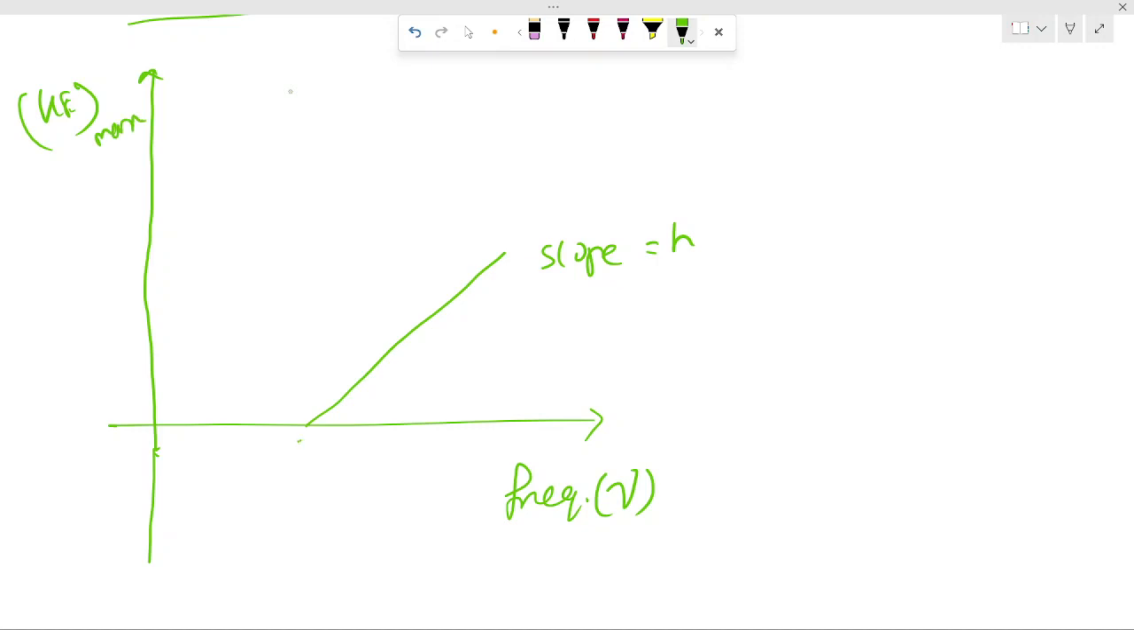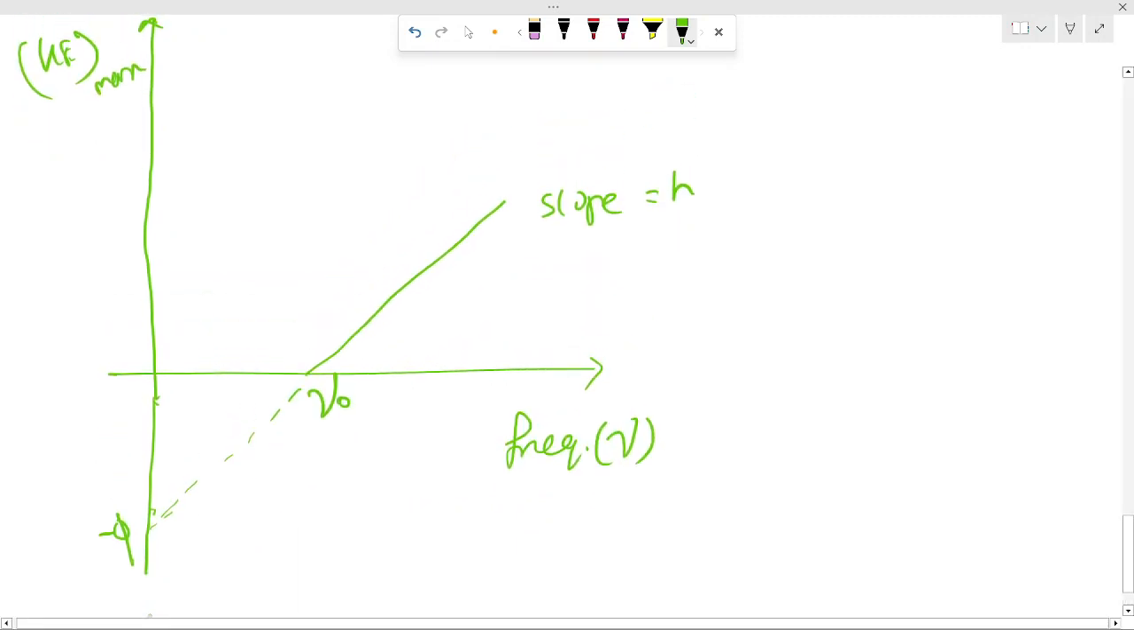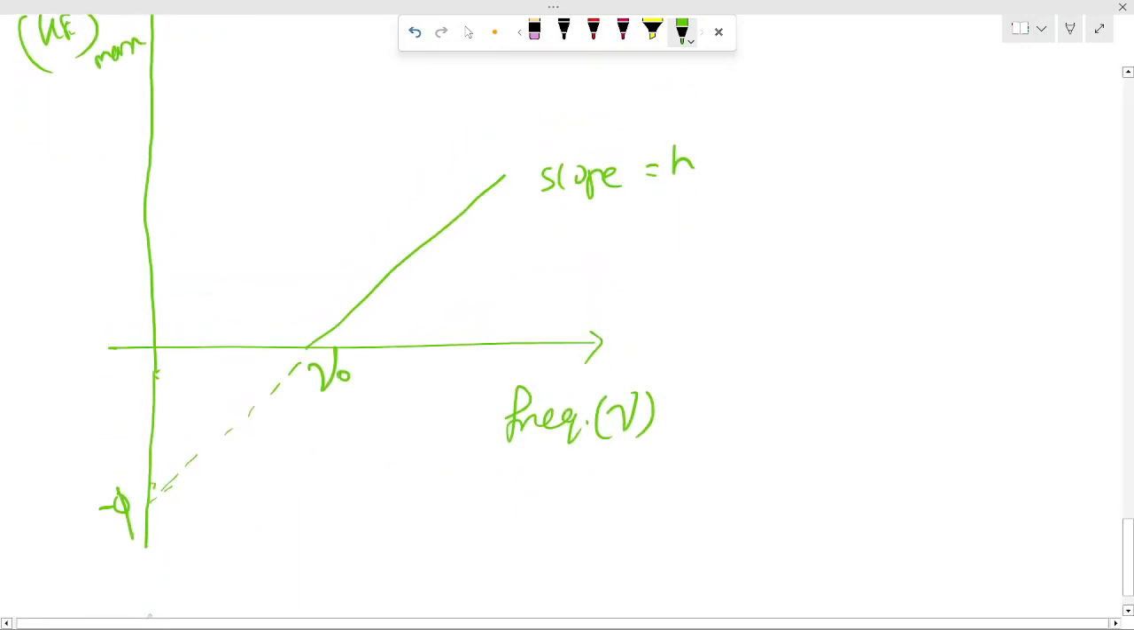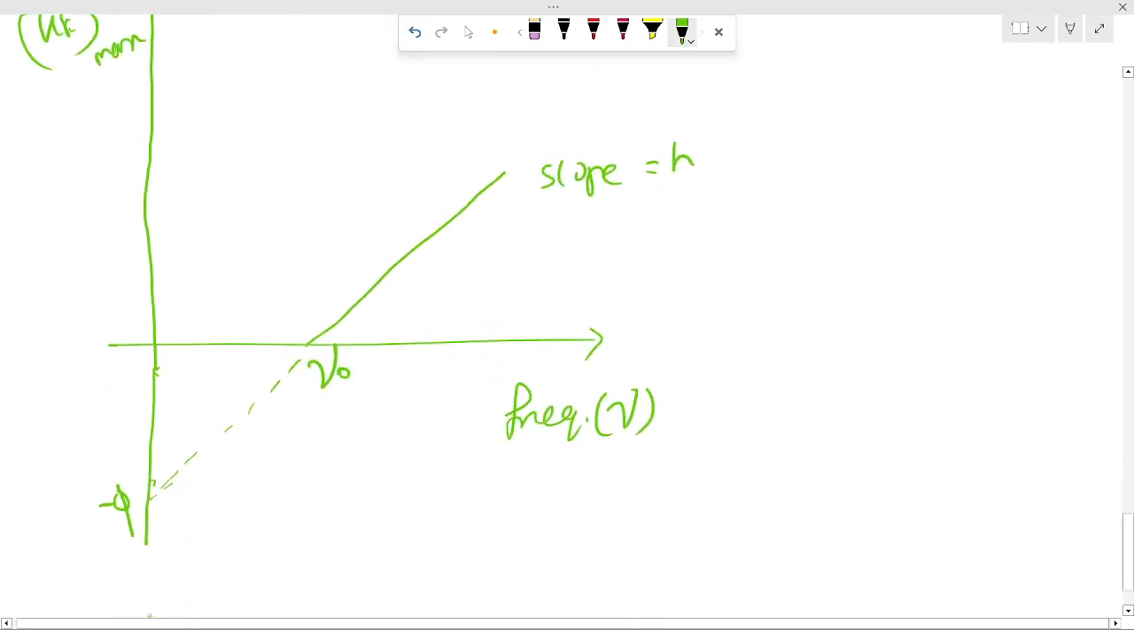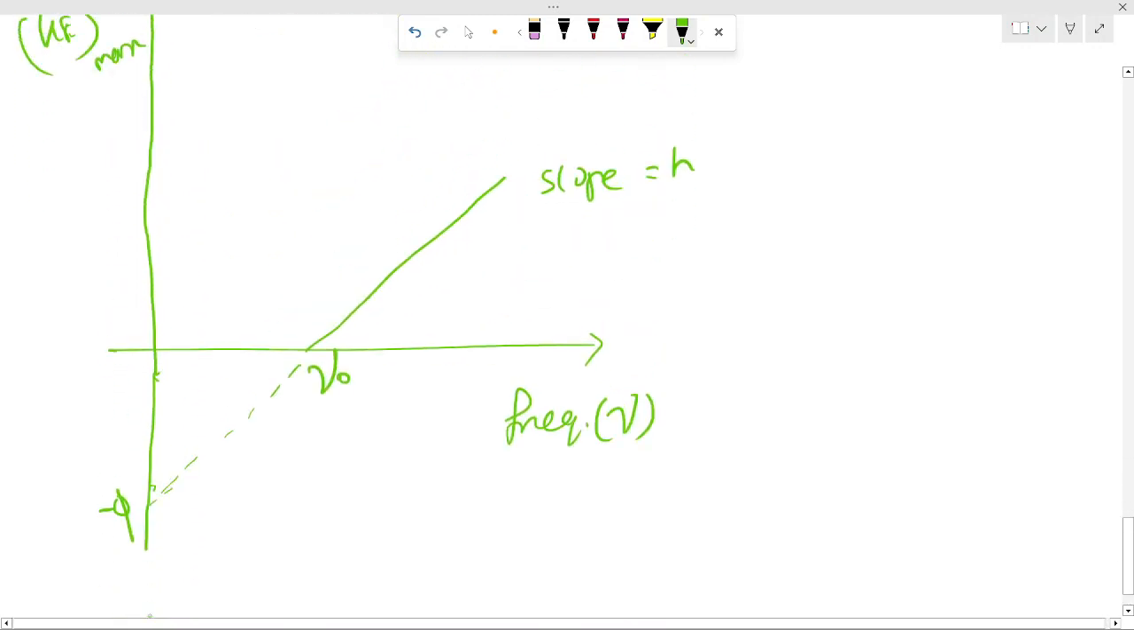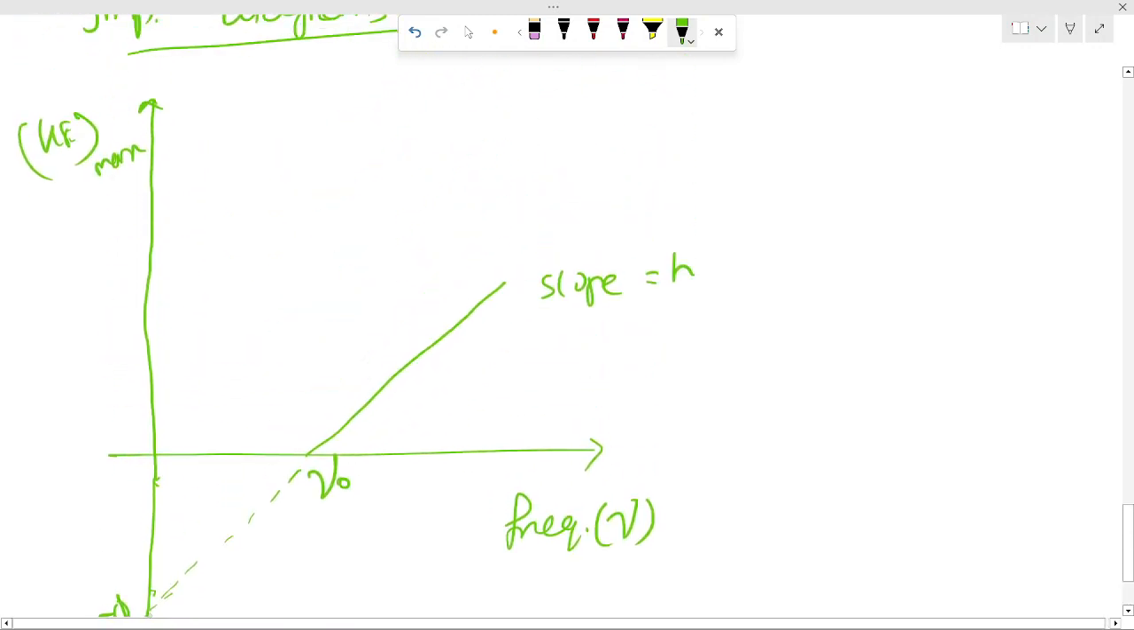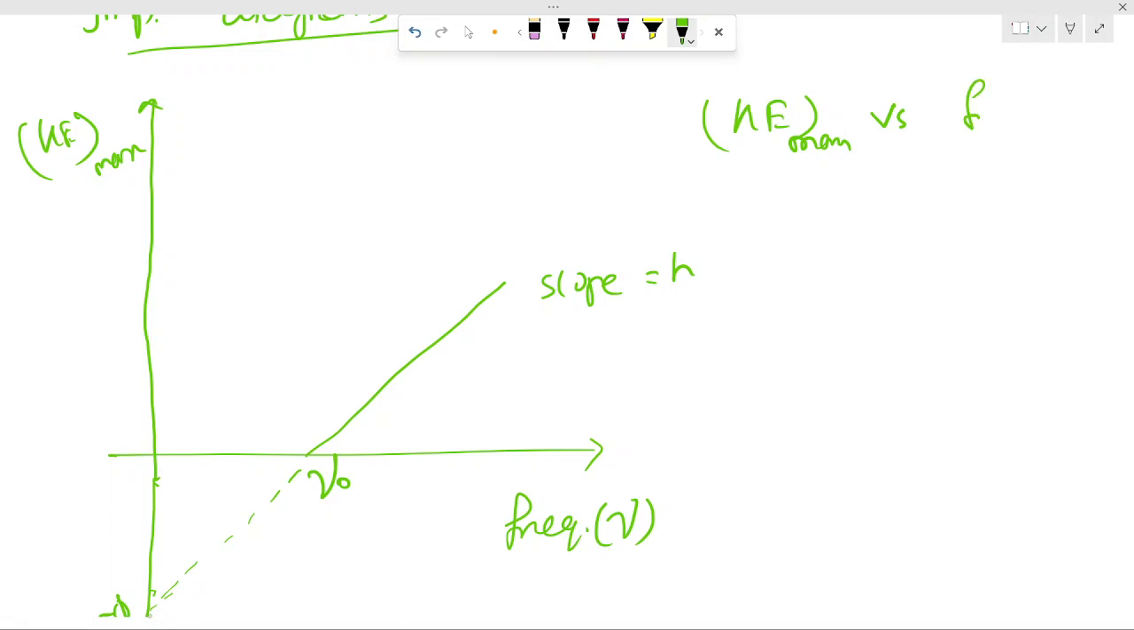And if I extend this in the negative direction, I will get the work function, that is minus phi. And this one is your nu naught, that is your threshold frequency, where the graph touches or cuts the x-axis. Okay, this one is our first graph, or you can say diagram, that is kinetic energy max versus your frequency.